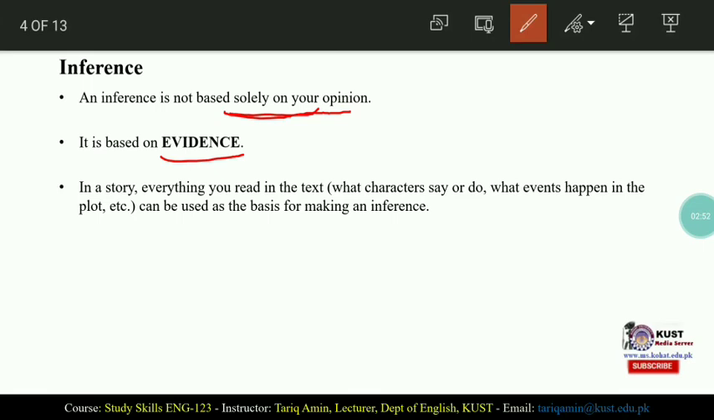In a story, everything that you read in the text, for example, what characters say or what characters do, what events happen in the plot, and so on. You use all this information from the text as the basis for making an inference. You use all the information from the text in order to make an inference.